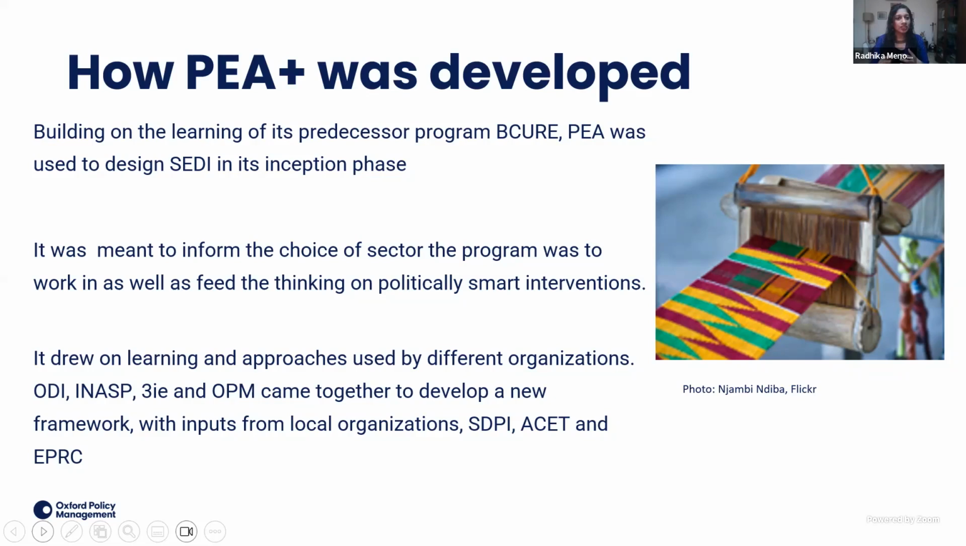I saw a question in the chat about how we've drawn on ODI's work. So this was a consortium that managed this program. ODI, INASP, TIE, and OPM were the international partners in this consortium, and we had national partners, SDPI, ASSET, and EPRC. So we drew on all of the learning from these organizations to develop this framework. Really, I think building on the work that's been going on thinking and working politically. Next slide, please.